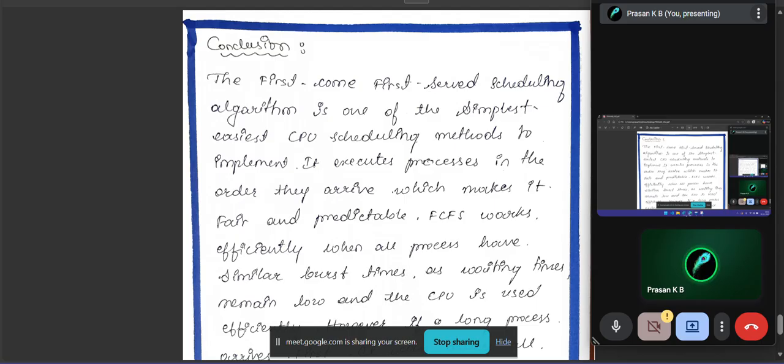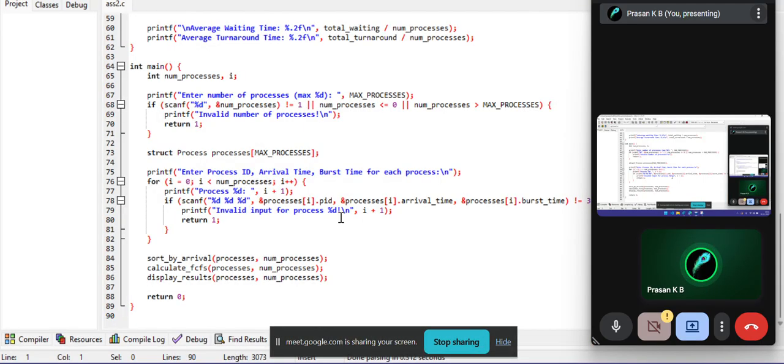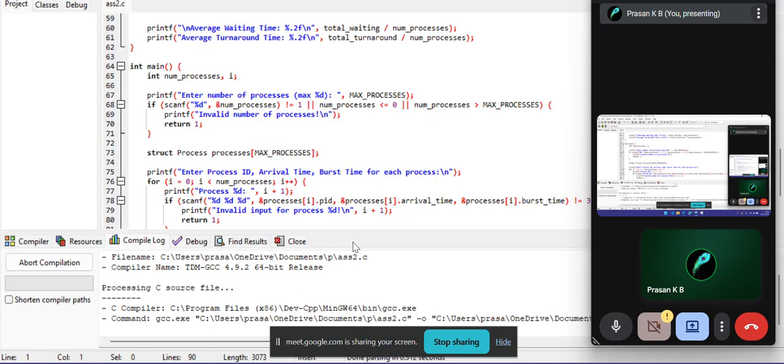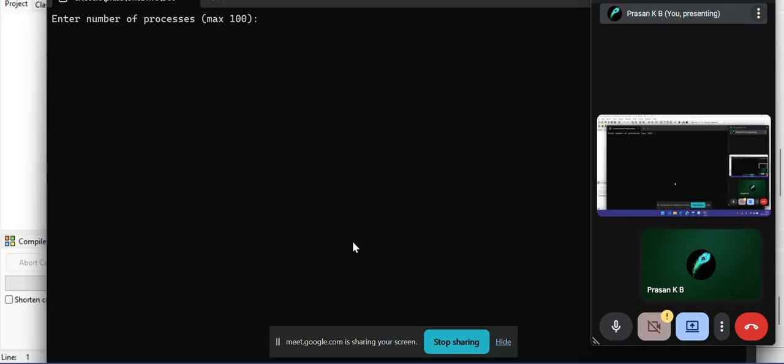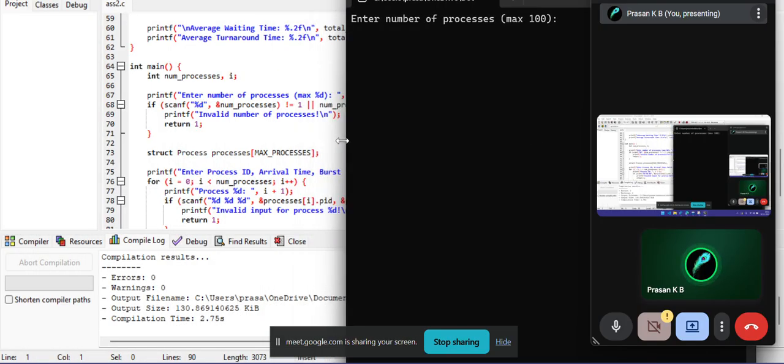Before the conclusion, we will run the code and see the output of it. Let's run this code and see the output. Here you can see the code runs successfully without errors.